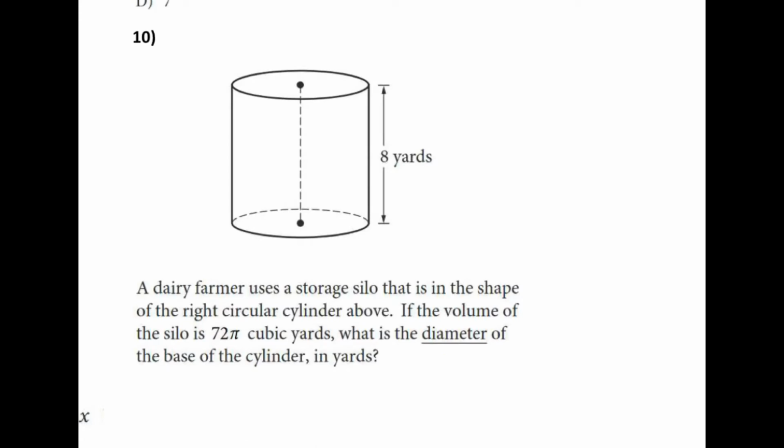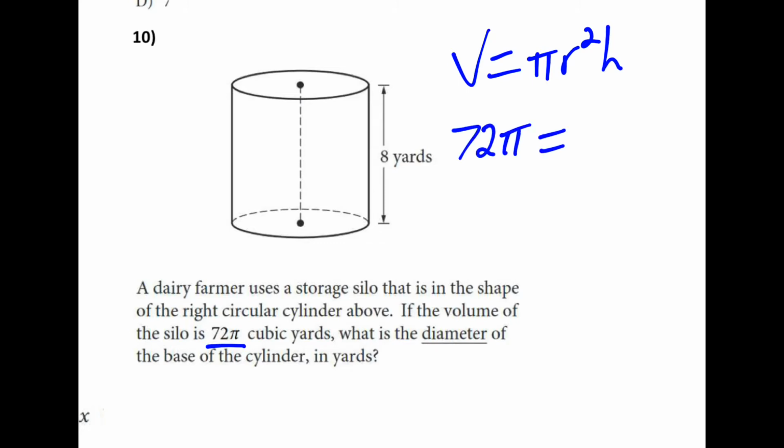Number 10 is one of the rare problems where a given formula can actually be used: the volume of a cylinder is equal to pi r squared times the height. And we can plug various things from this paragraph into this equation. They tell us the volume of the silo is 72 pi. So I'm going to replace V with 72 pi. We also can see the height here is 8.